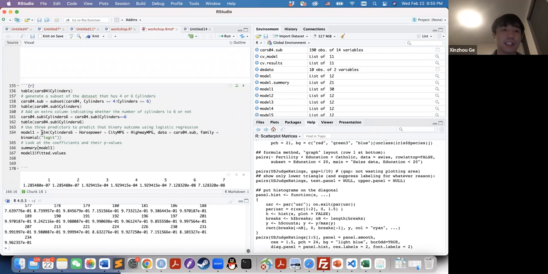And within the glm function, the key part will be the family argument. If we are using logistic regression, we should set it as binomial logit. This is how we do logistic regression. And for other generalized linear models, you will change this argument.